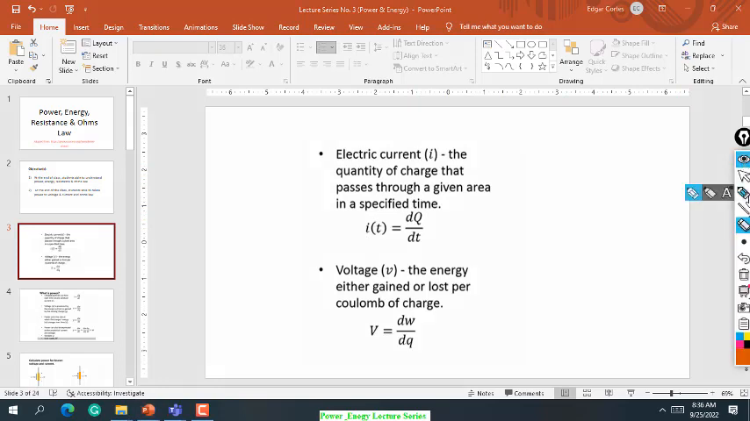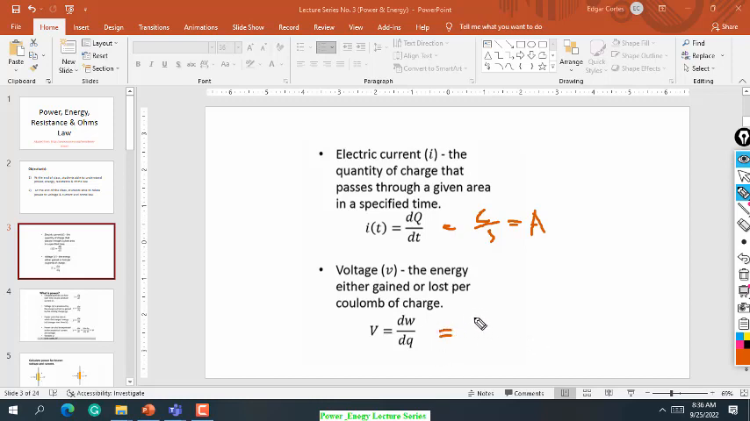Yesterday this was presented. So i is basically the change of charge over time. We understand that the unit of charge is coulomb and the unit of time is second. Coulomb per second is equal to amperes, represented by letter A. This is the unit of current. As a review, voltage is the energy either gained or lost per coulomb of charge. We discussed this in the video yesterday.